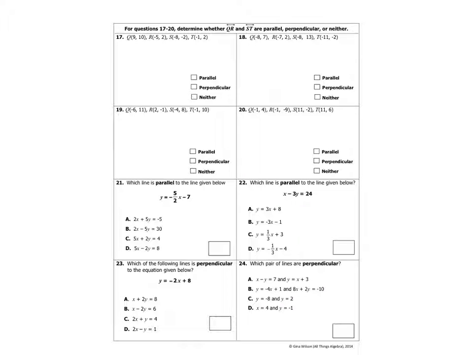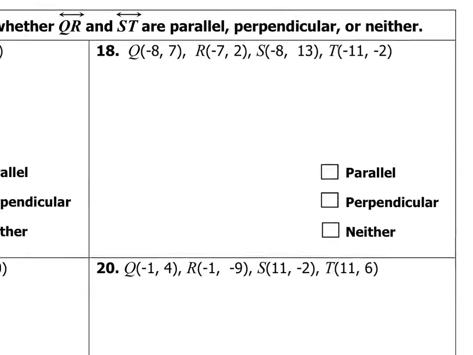Okay, moving on to number 17, 19, 21, and 23 on page 3. We have to first, in these problems, determine if they're parallel, perpendicular, or neither, or as they would say in England, neither. So, in order to do that, let's zoom in here. I'm going to show you how to do this on number 18.